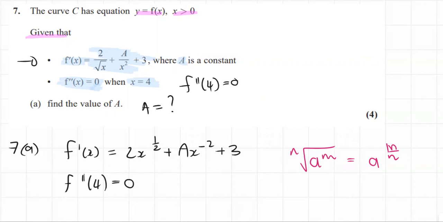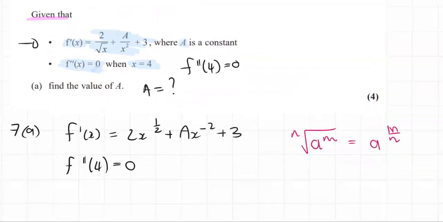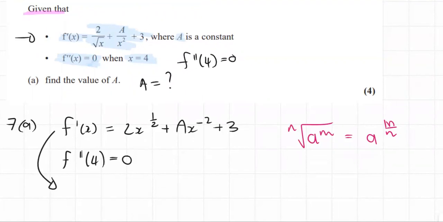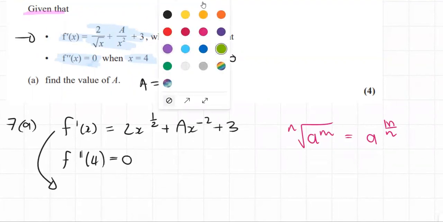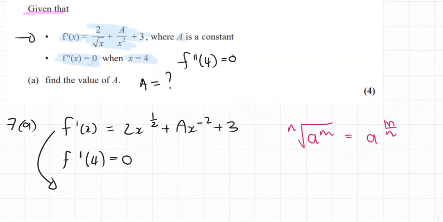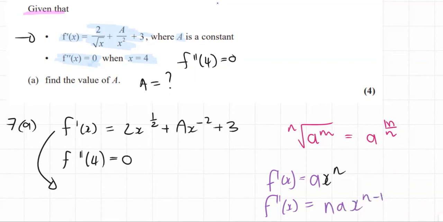So let's work out our f double dash of x, our second derivative. From here, we use the power rule again. If our f dash of x in this case is ax to the power of n, then our second derivative is going to be n times a, which is na, x, and then we minus 1 from the exponent, n minus 1.